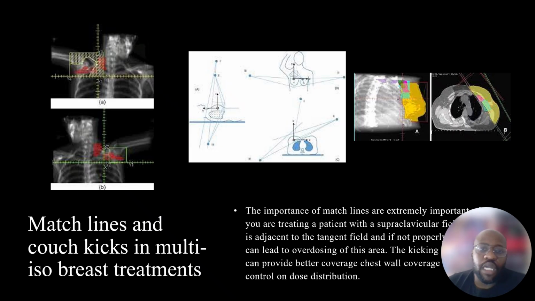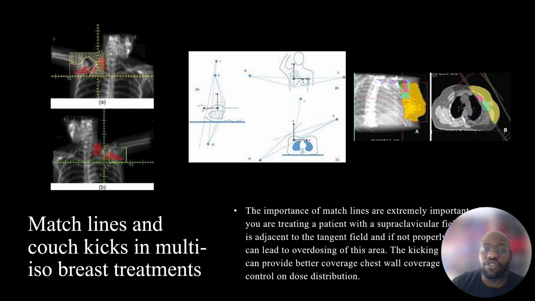So, match lines and couch kicks in a multi-ISO breast treatment. The reason for this is when we treat a breast, we usually treat it with a tangent, and beams diverge. What can happen when beams are diverging and crossing is that it can create hot spots, and we don't want a hot spot unless we're using that to our advantage in treating a certain area.